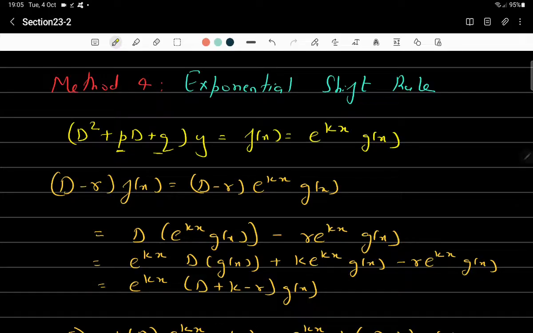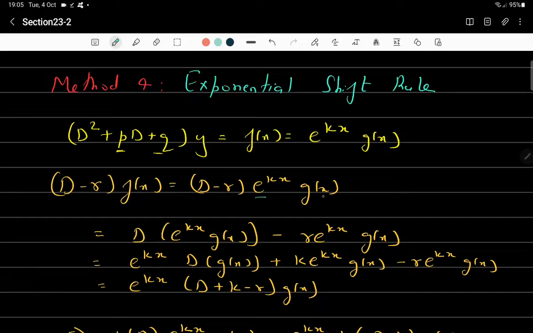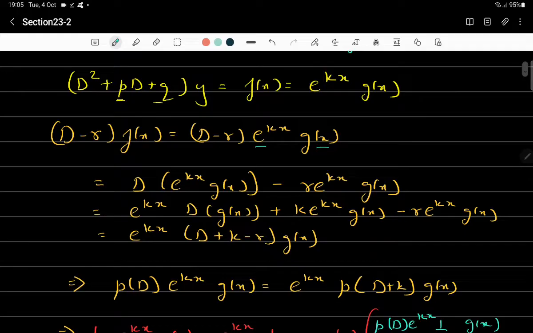So if I write it as d minus r applied to e raised to the power kx g of x, I take d, which means d by dx, and r is a constant. So d by dx of e raised to the power kx g of x would be as follows, and if you simplify it you will see that you can take e raised to the power kx common, and this becomes d plus k minus r, g of x.